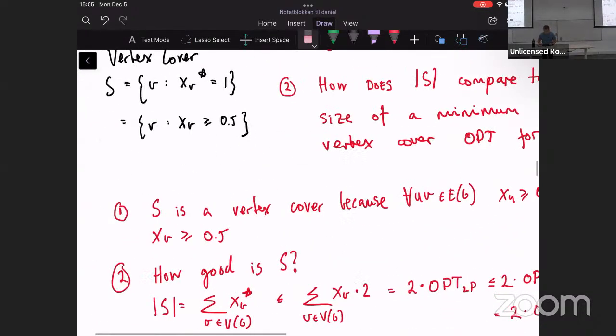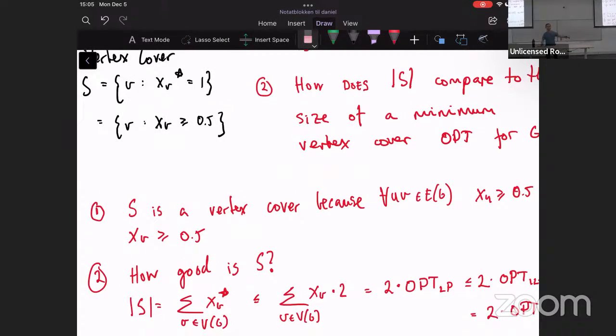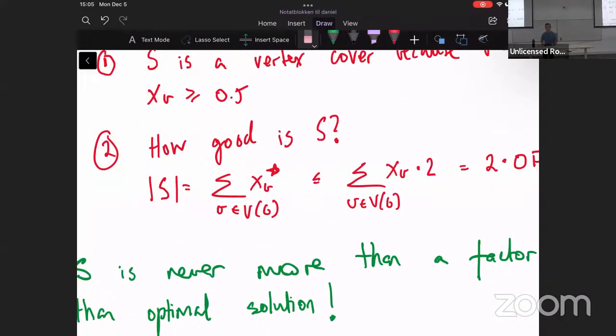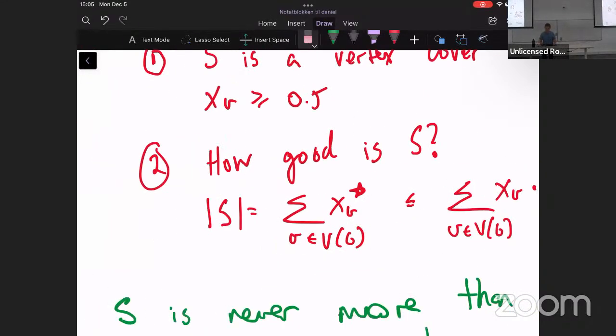So the first one is, well, for any edge UV, either U is at least 0.5 or V is at least 0.5. So one of them is going to be rounded up, at least one. So I found a vertex cover. Excellent. Now, the question is, how good is this set S that you found? Well, the size of S is equal to the sum over all vertices of the starred variables, the ones after we rounded up.